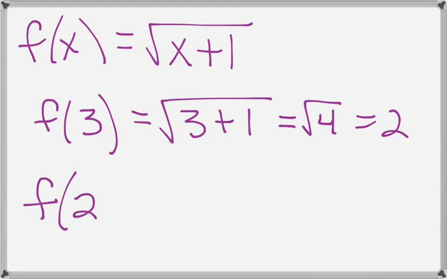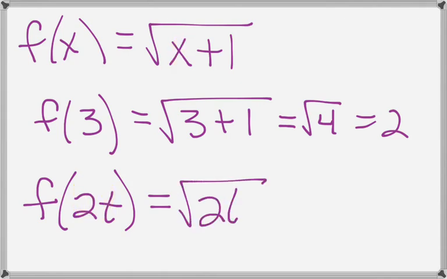If we have an input that's a variable, then the output is still going to be a function instead of a number. So suppose we want to find f of 2t. Just like when we find f of 3, 3 is the input. When we find f of 2t, 2t is the input. So 2t is going to be replacing x in the function, just like we did with the 3. So we get square root of 2t plus 1.